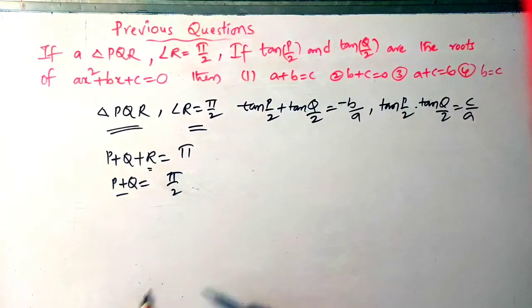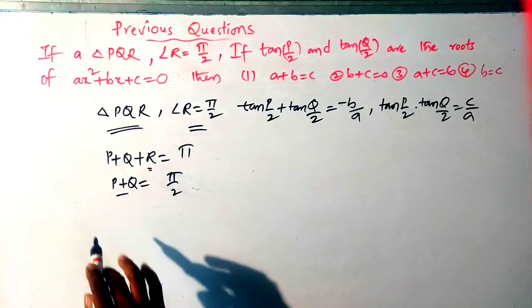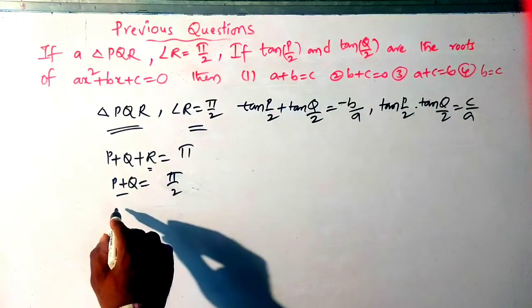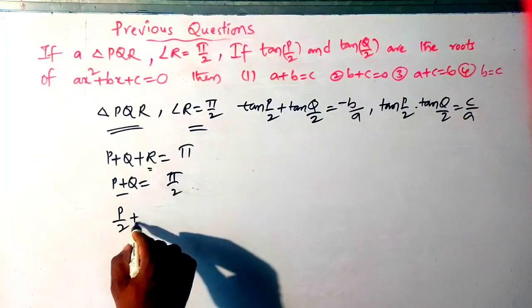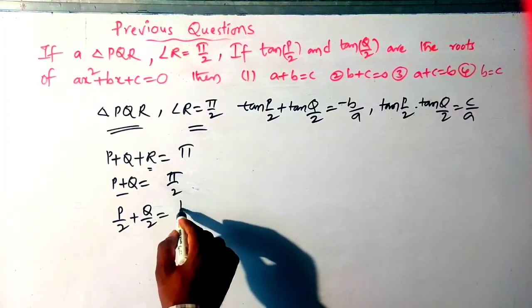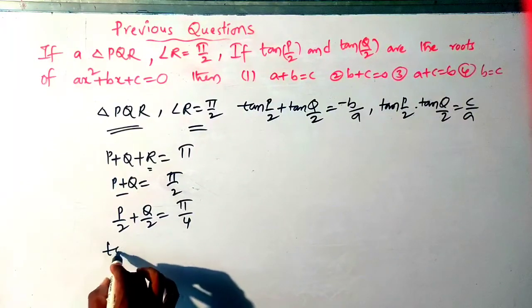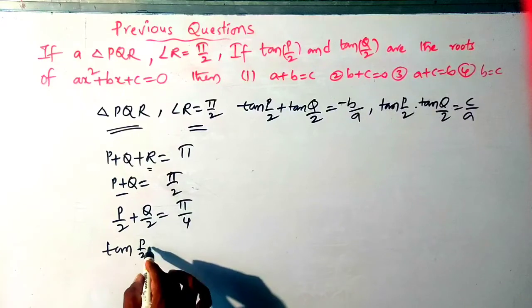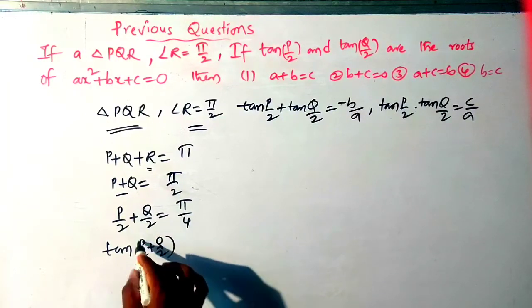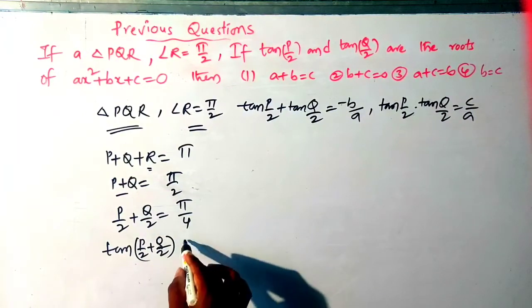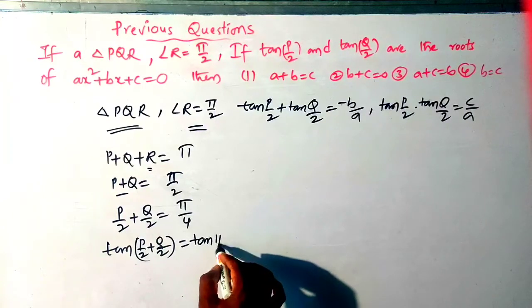Okay. Here the given angles are p/2 and q/2, so that's why we are dividing both sides by 2. What we get: p/2 + q/2 = (pi/2)/2, that is nothing but pi/4. Pi/2 is 90, pi/4 is 45, 90 by 2 is 45. So we apply tan on both sides. What we get: tan(p/2 + q/2) = tan(pi/4).